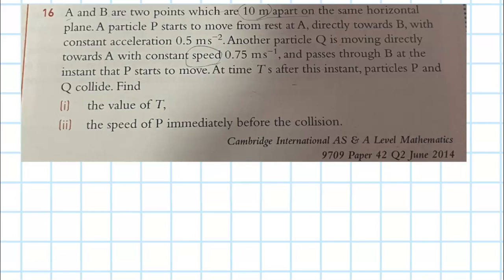All right, question 16. A and B are 2 points which are 10 meters apart on the same horizontal plane. A particle P starts to move from rest at A, so it's stationary, directly towards B with constant acceleration of 0.5 meters per second squared.